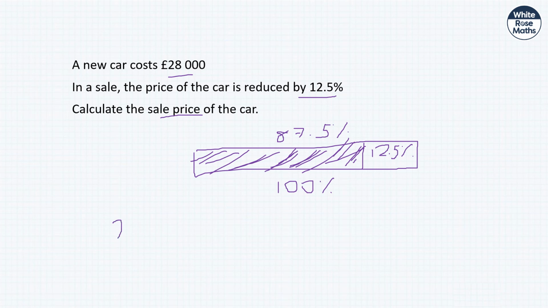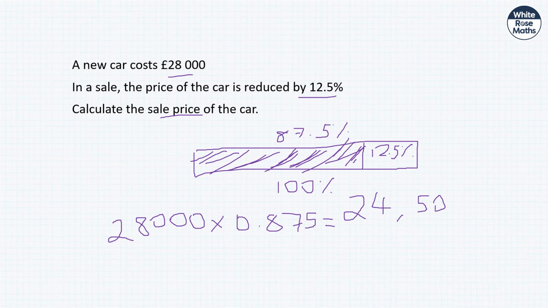So I'm going to multiply this by the decimal equivalent of this percentage, which is 0.875. Working this out on my calculator, 0.875 multiplied by 28,000, I get £24,500 for that.